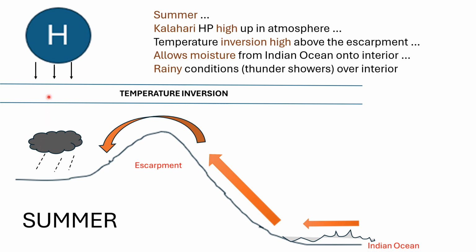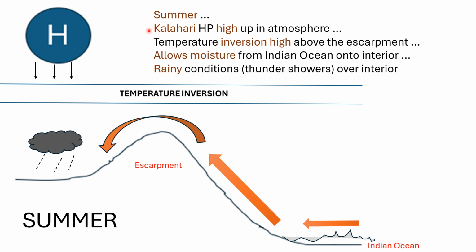During the South African summer, we find that the Kalahari high pressure has moved high up into the atmosphere. Therefore, the inversion layer forms high above the escarpment of South Africa. In this case, it would be the Drakensberg Mountains along in the eastern part of the country. Because the temperature inversion has developed high above the escarpment, warm, moist air from the Indian Ocean is able to flow across the escarpment and onto the interior of the country, and this warm, moist air then provides the necessary moisture for rainfall to develop over the interior.